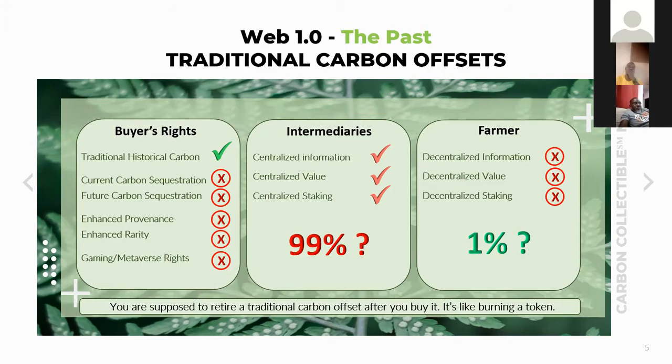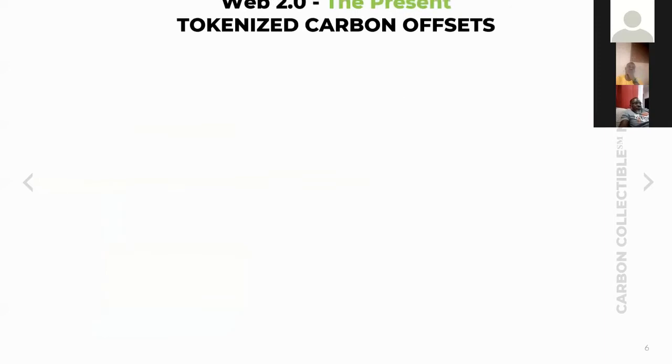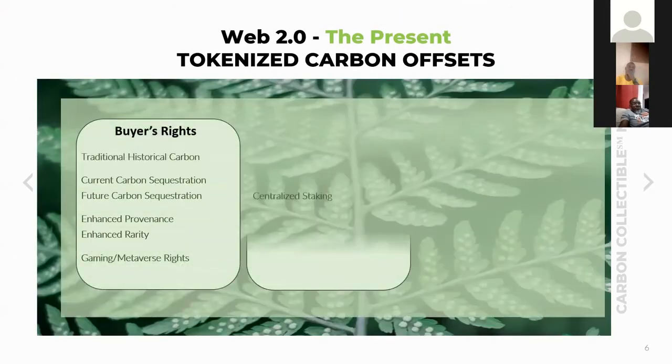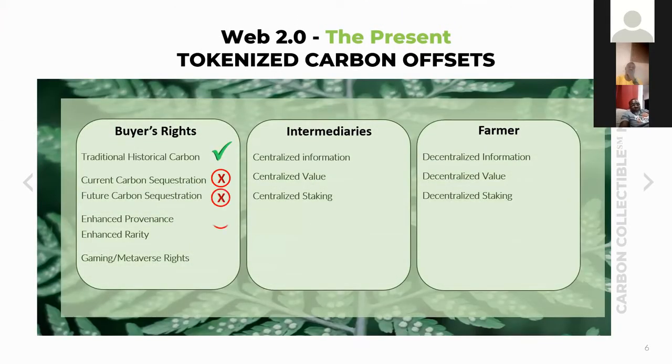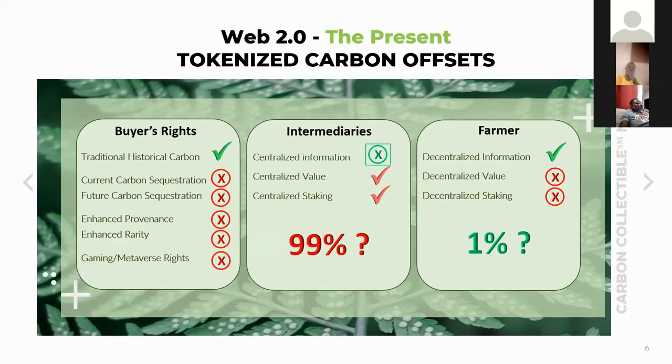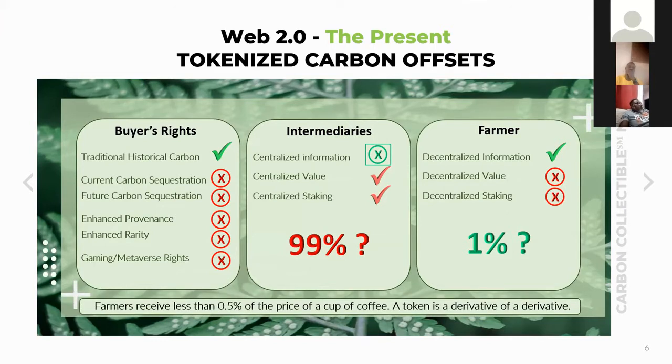Now, what some other organizations are doing is they're saying, okay, let's take these traditional carbon offsets and let's tokenize them. And so maybe that's a little bit better, where the information is no longer centralized in the intermediaries, but all the value is still centralized in these intermediaries who are actually tokenizing these traditional carbon offsets. And still the farmer is only going to receive, like, 1% of the value.